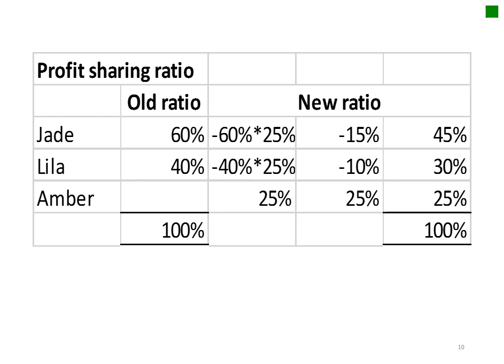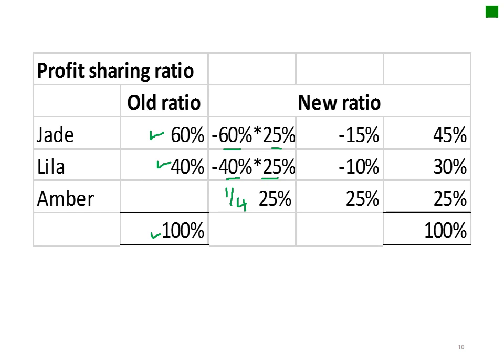So the profit sharing ratio was 60% was Jade's share, 40% was Lila's share. That gave you a total of 100. Amber is going to get 1/4. 1/4 is the same as 25%. So that means we have to reduce Jade's share by 60% of 1/4, 25%, and we have to reduce Lila's share by 40% of 25%.